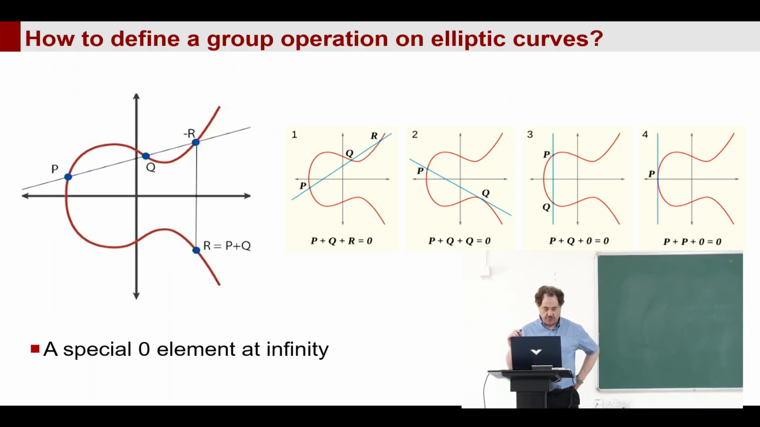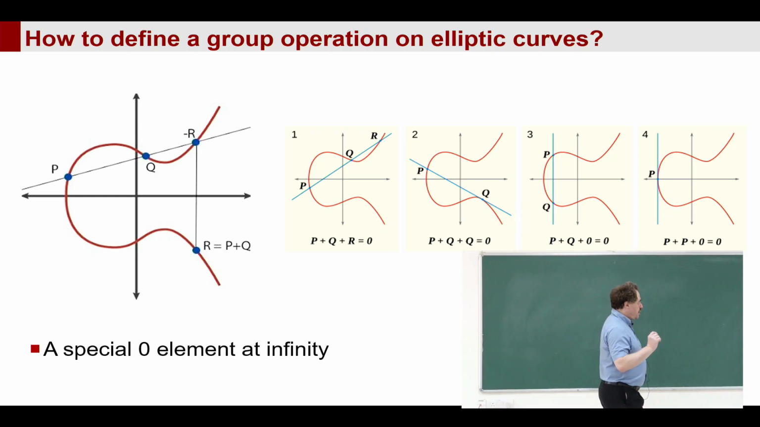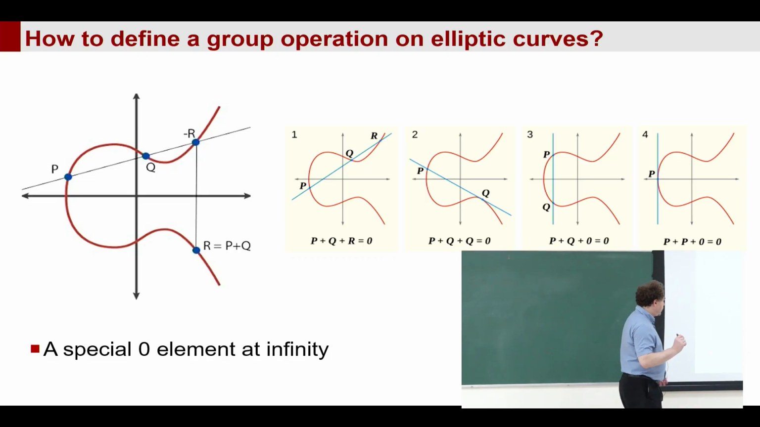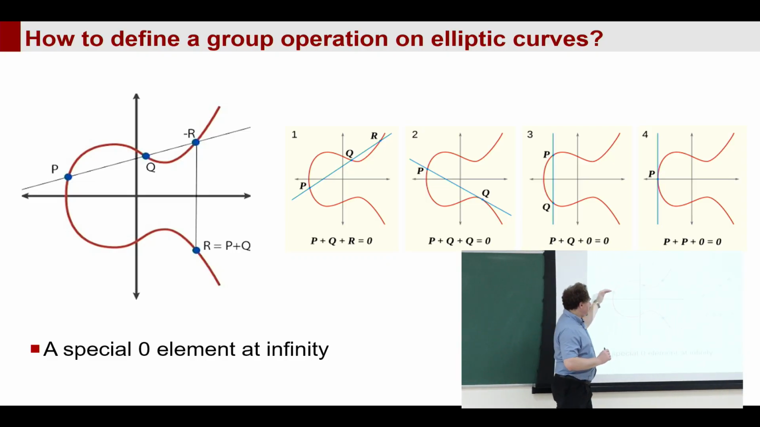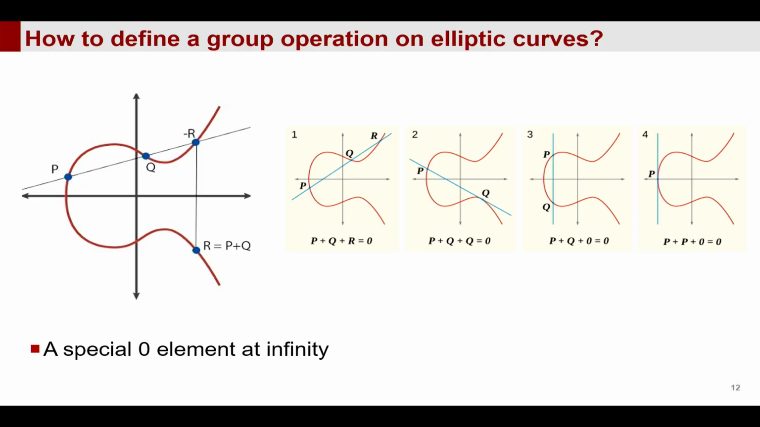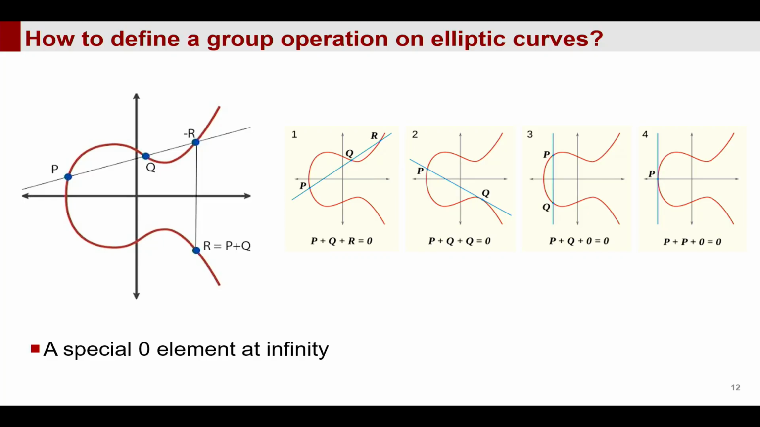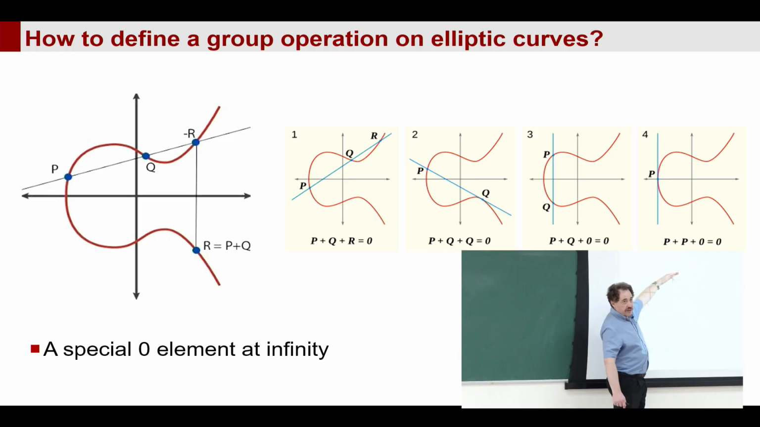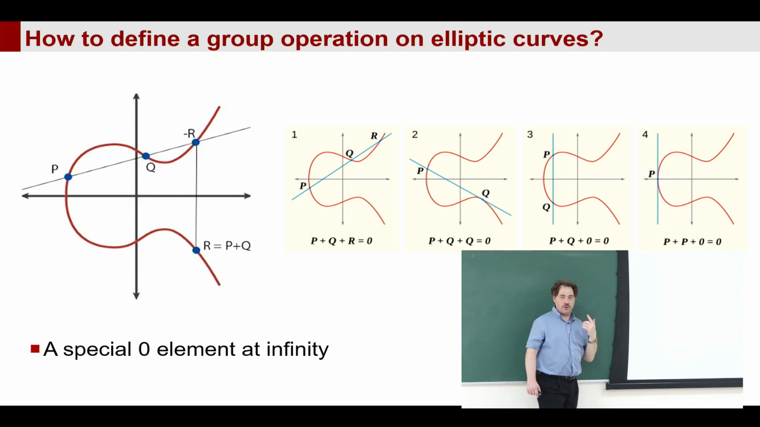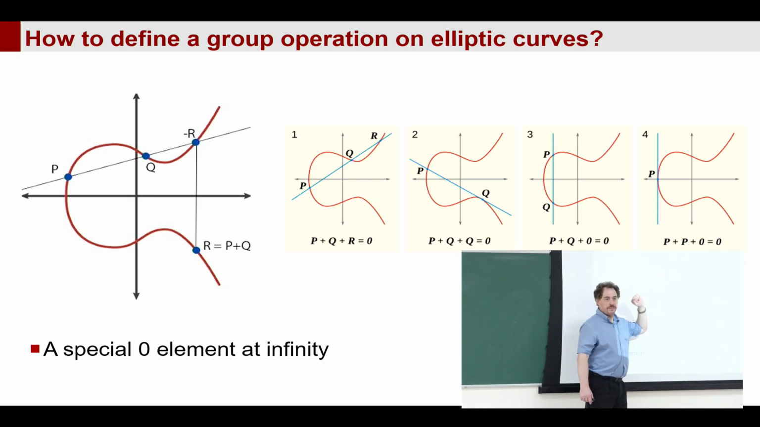The operation is the following one. In most cases, a line which would intersect an elliptic curve would intersect it in 3 points, like in this example. It's not always the case. Obviously I can put a line here, and then there would be no intersection at all. Or I can put it as a tangent, and then it would be only 2 points instead of 3. But most lines would intersect in 3 points.